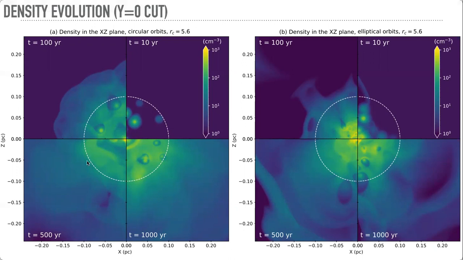So this is the model with circular orbits, with elliptical orbits. You can see there are some stars outside the cluster radius that is marked here with a dashed line. But this star has an eccentric orbit. It will go away and then move in.